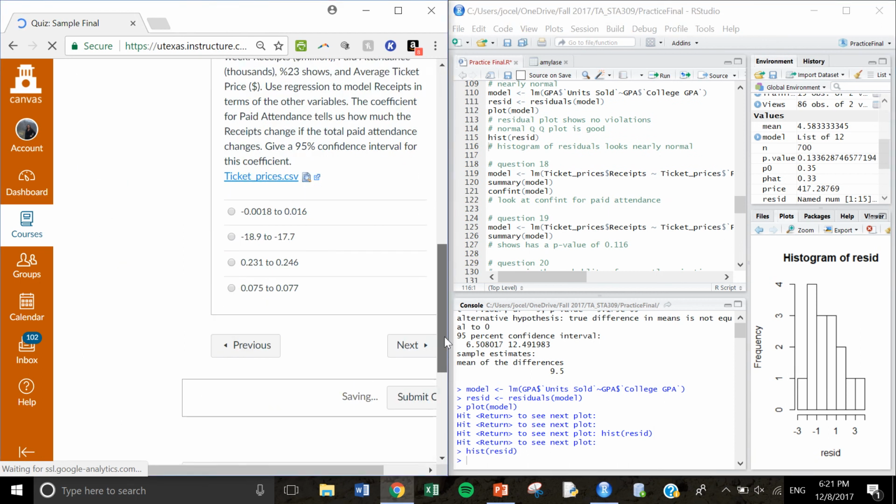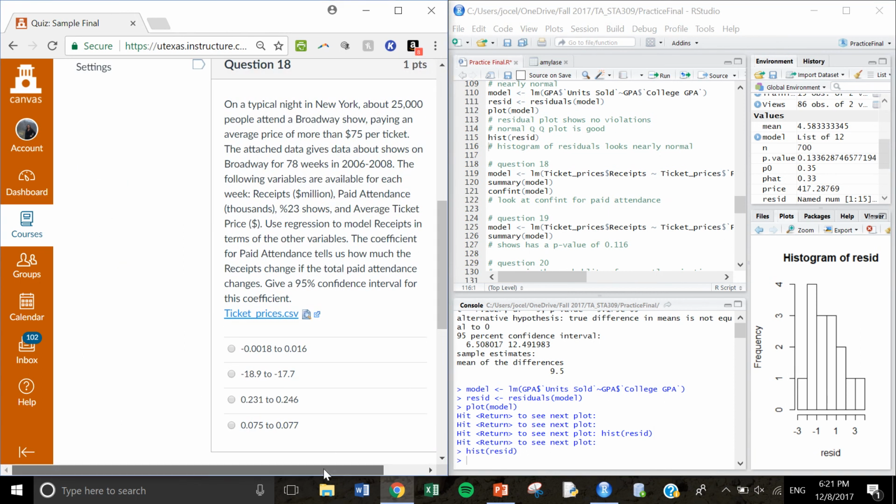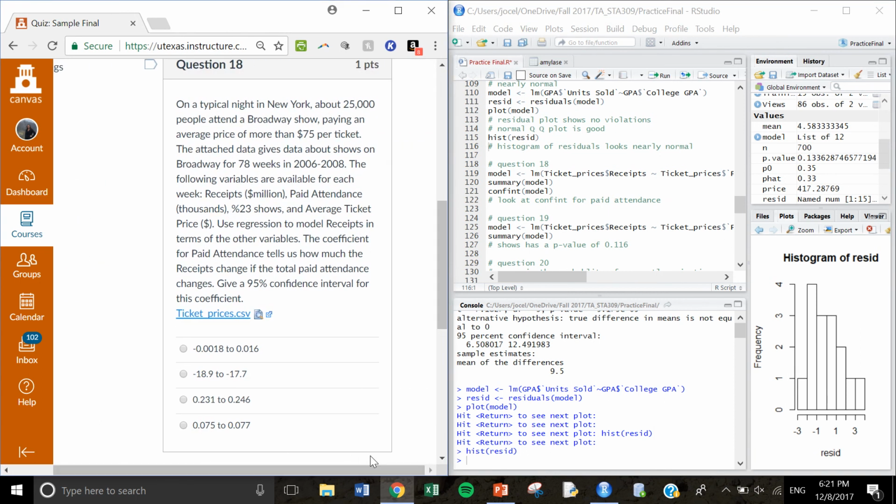Question number 8. On a typical night in New York, about 25,000 people attend a Broadway show, paying an average price of $75 a ticket. So this data file is giving us receipts, paid attendance, percent shows, and average ticket price. Use the regression to model receipts in terms of other variables. So we're modeling receipts, that's our Y variable, in terms of the other variables.